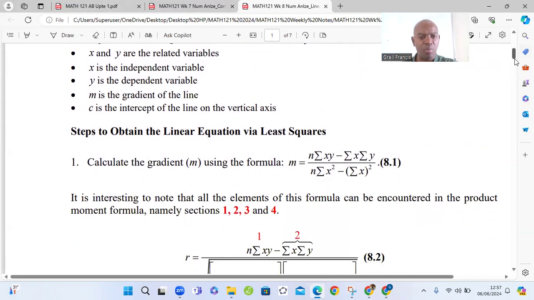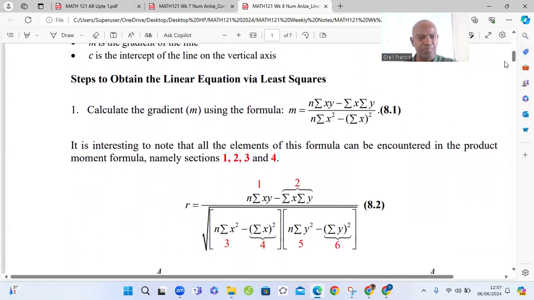Here are the steps to obtain the linear equation via least squares. First, you calculate the gradient using the formula m is equal to n times the sum of xy minus the sum of x times the sum of y, over n times the sum of x squared minus the sum of x all squared. Interestingly, please note that all the elements of this formula can be encountered in the product moment formula, namely sections 1, 2, 3, and 4. We have already calculated these numbers when we did Pearson's product moment.